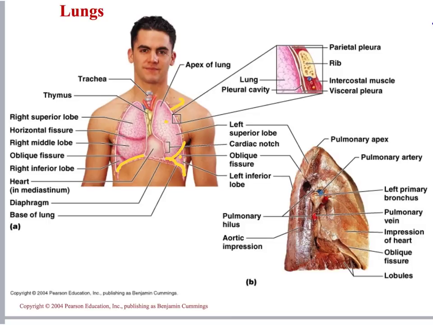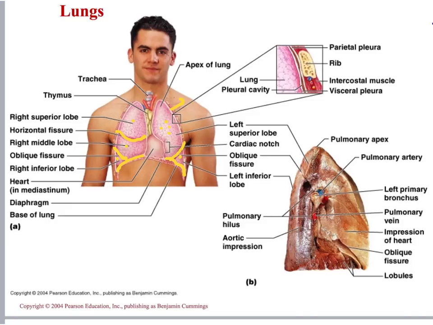The right lung, on the other hand, has 3 lobes: the superior lobe, the middle lobe, and the inferior lobe. So in addition to the oblique fissure, we also have a horizontal fissure that separates the superior and middle lobes from each other. These hexagonal shapes that you see over here signify the little bronchopulmonary segments in the lung tissue.